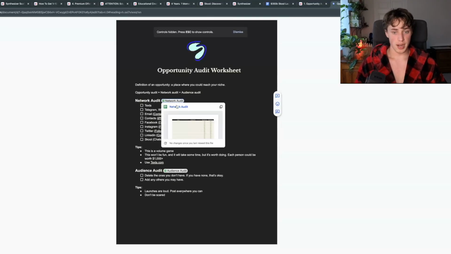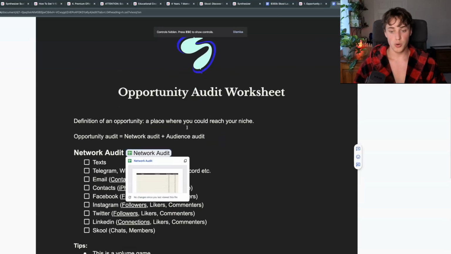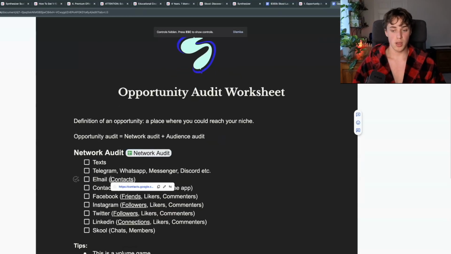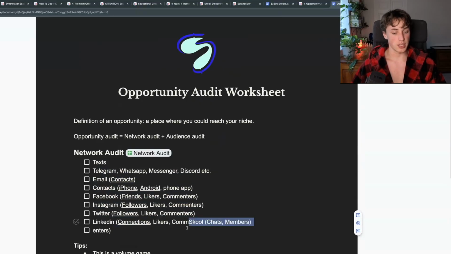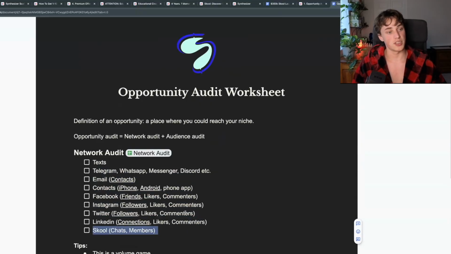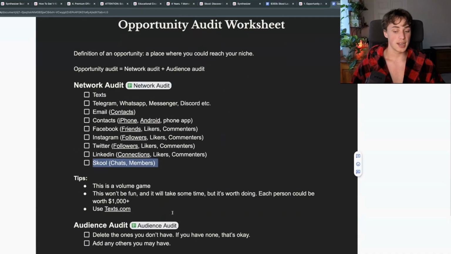There's a network audit where you dive into your network and you look at who are the people I know? What email contacts do I have? What phone contacts do I have? What friends do I have? What Instagram followers do I have? Twitter followers, LinkedIn, Skool, chat members. Who knows me, who could I talk to and maybe start conducting research with, start figuring things out, start taking action, start booking calls. And it is a volume game.